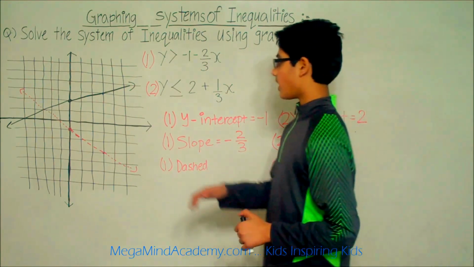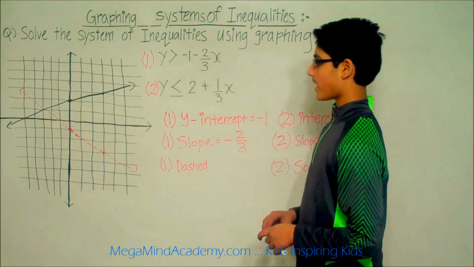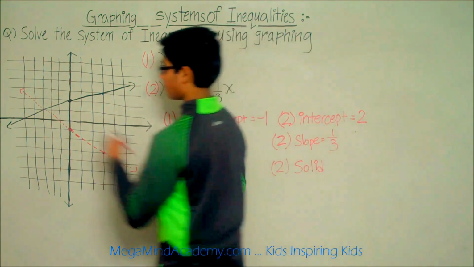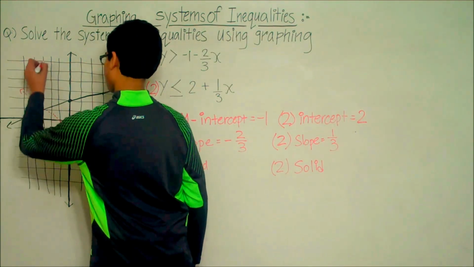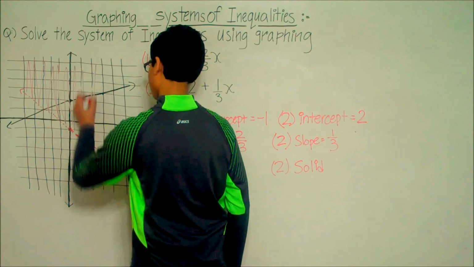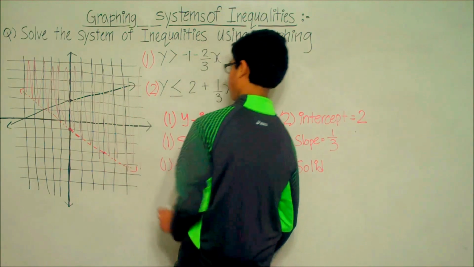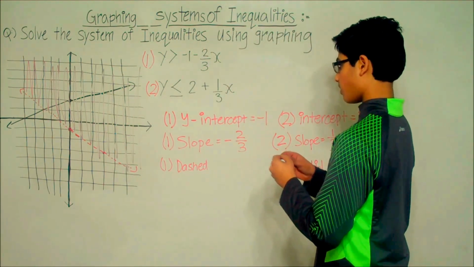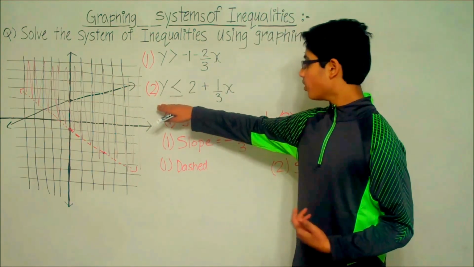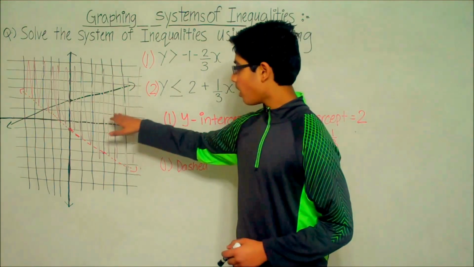Now let's go back to the first line. We know that y is greater than -1 minus 2 over 3x, so we shade above this line. And we know, in inequality 2, y is less than or equal to 2 plus 1/3 x, so we shade below this line.